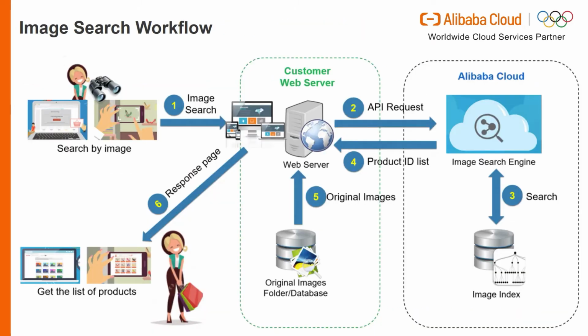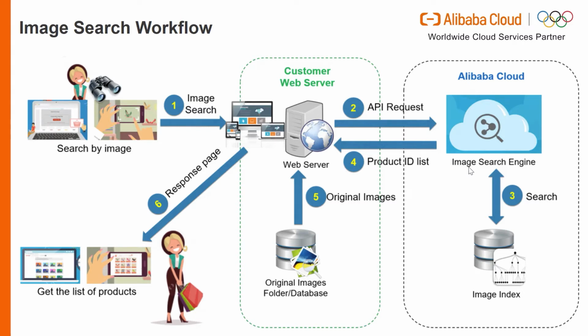Let me introduce image search workflow. At first, your customer will take a picture of a product via mobile application or web pages and send it back to your web server. Your web server will call automatically image search API with the picture inside. On the Alibaba Cloud side, our engine will try to find similar product in the image index, which you can consider like an image decision tree.